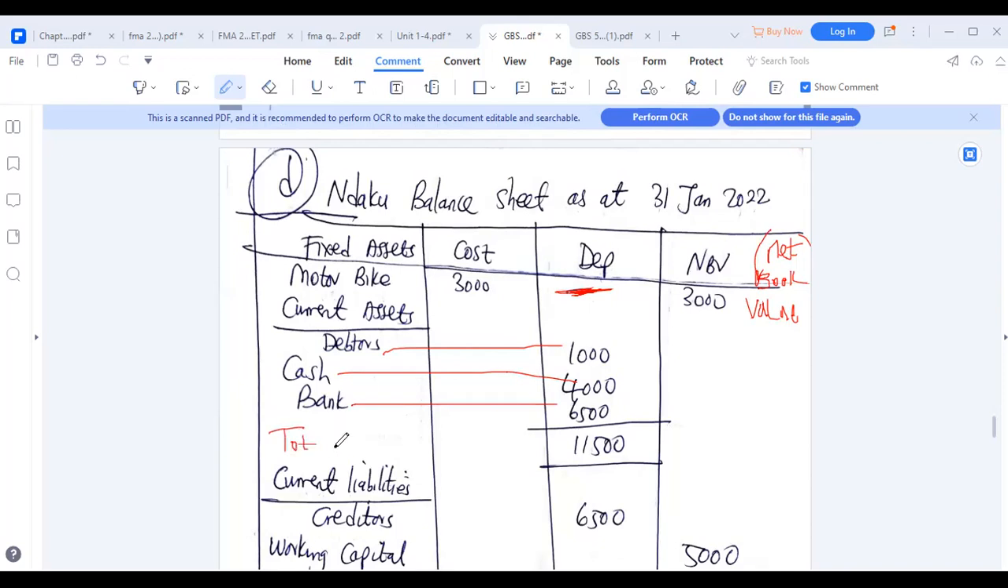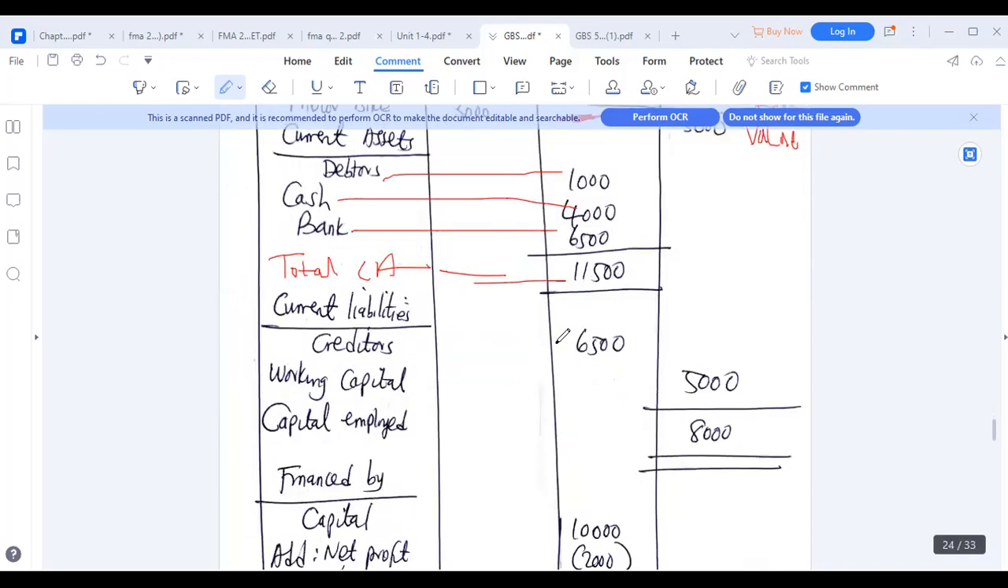Total current assets. We are getting that. Then current liabilities of the creditors of that amount. So the subtraction over here, working capital is the difference between current assets minus the current liabilities. We're getting 5,000. The capital employed is that amount. Okay, so this is on the capital employed.